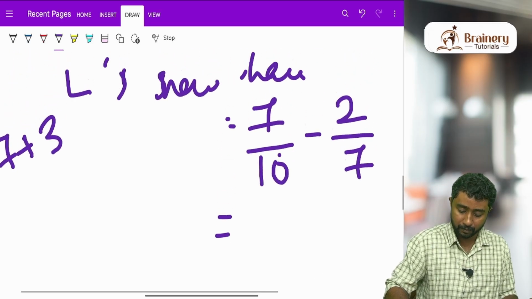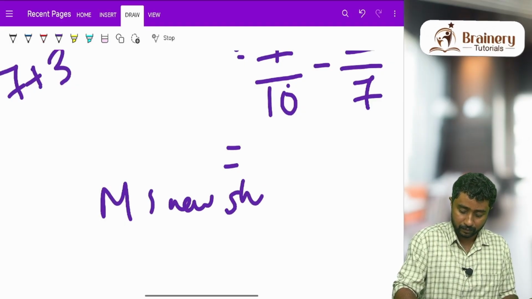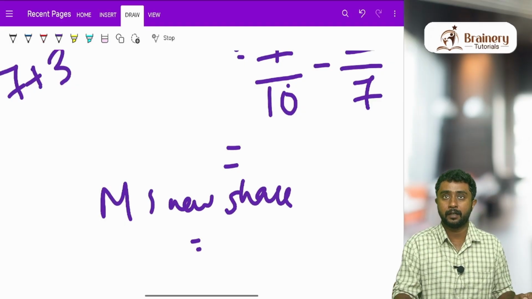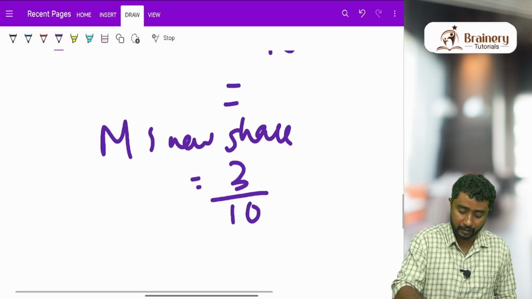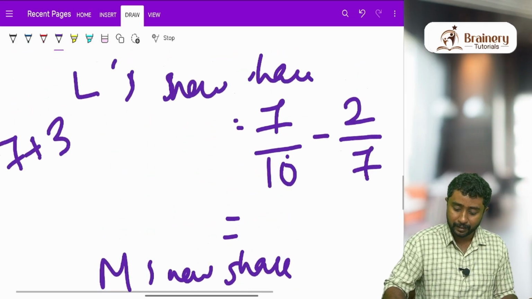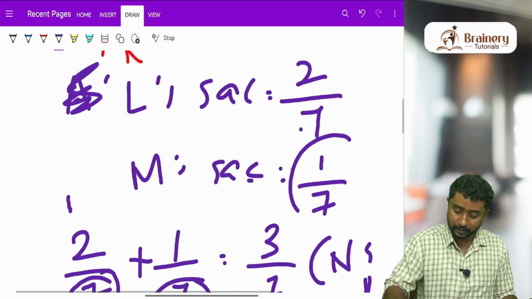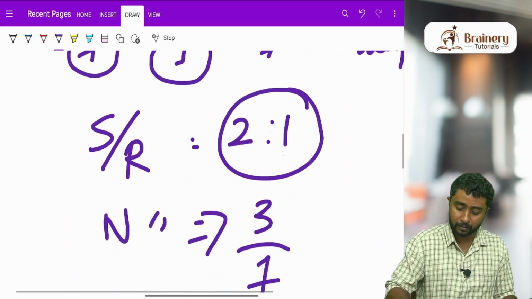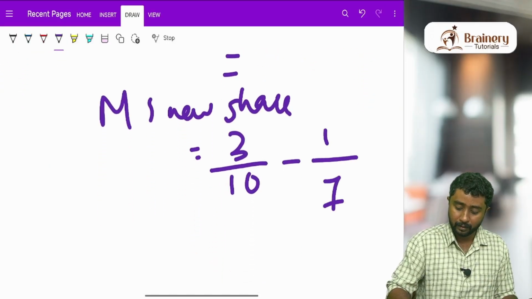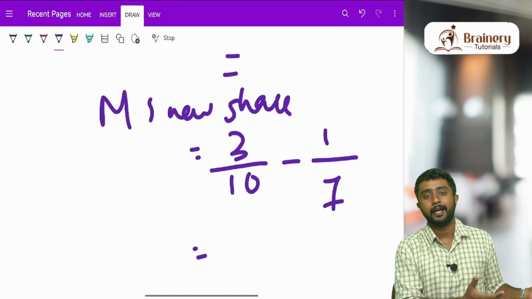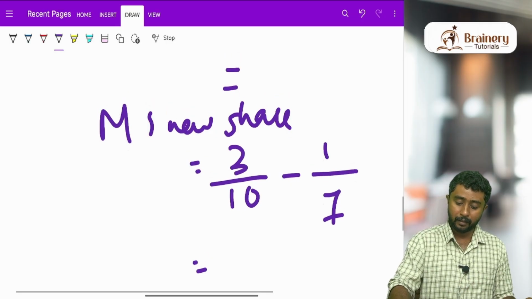What about M's new share? Similar to this, M had 3 out of 10 shares before. Out of that, how much did that person give? M's sacrifice was 1 by 7, so 1 by 7 was given to N. If you remove that 1 by 7 from M's old share, we will get his new share. So we will calculate that.